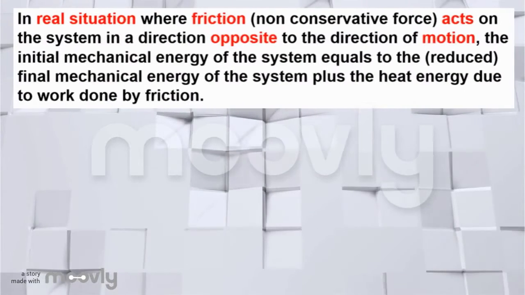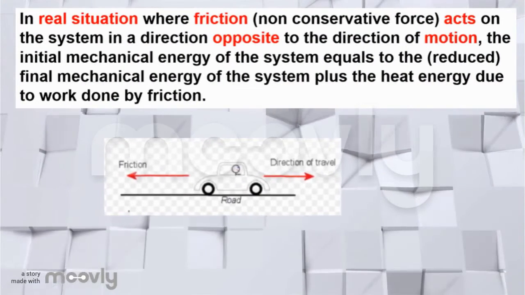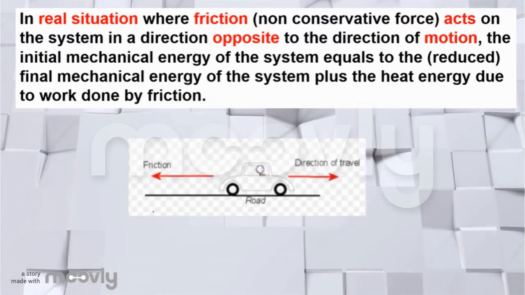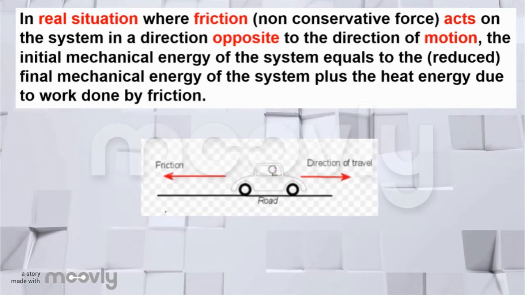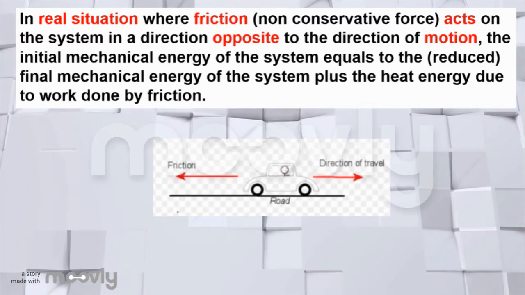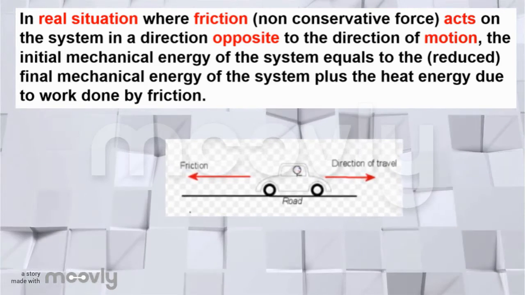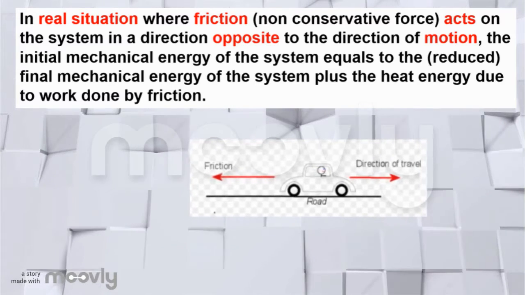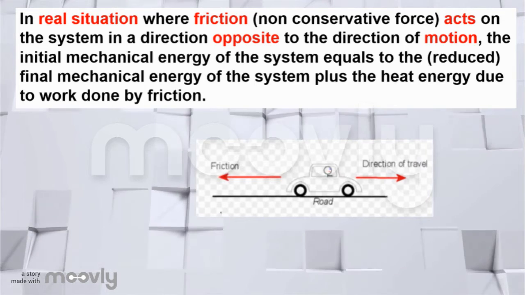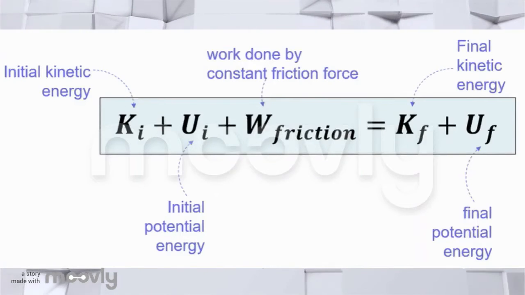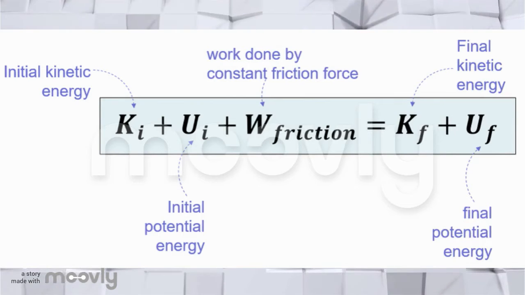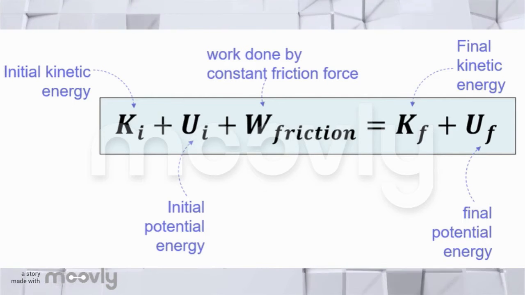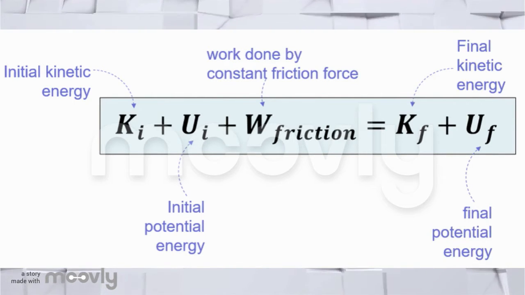However, in real-life situations, friction is involved. The friction acts in the system in the direction opposite to the direction of motion. So the initial mechanical energy of the system is equal to the final mechanical energy of the system plus the heat energy due to work done by friction. Sounds like a long statement, but to put it in a simpler equation, the initial kinetic energy plus the initial potential energy plus the work done by the friction force is equal to the total final kinetic energy plus the final potential energy.